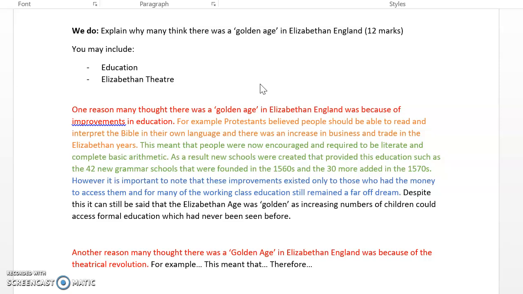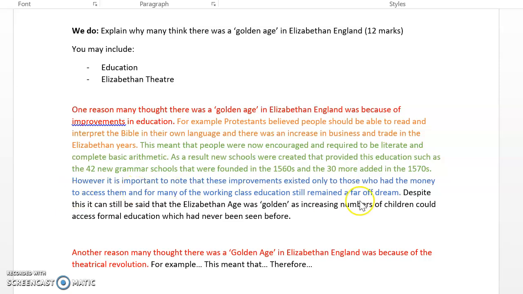Despite this, it can be said that the Elizabethan age was golden, as increasing numbers of children could access formal education which had never been seen before. So that is my modelled paragraph. A couple of things I wanted to highlight. As you can see, I've done it in a PEEL structure. The first part is the point, for example is my evidence, this meant is my explanation.